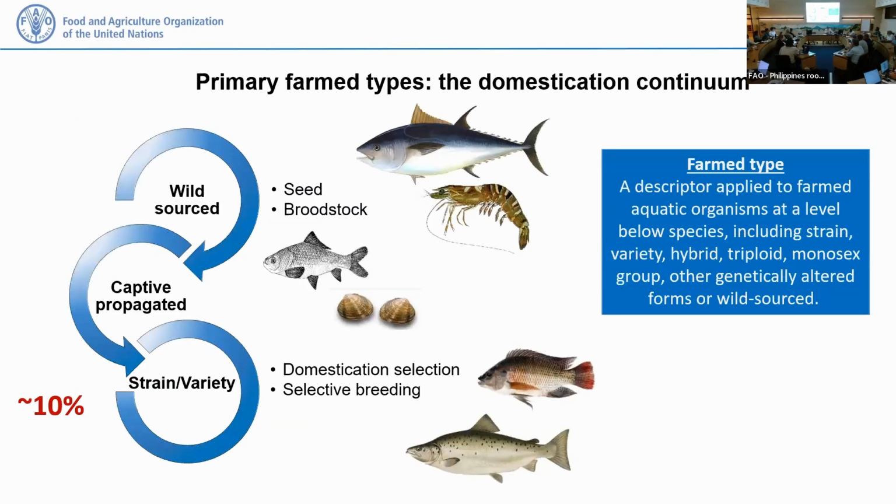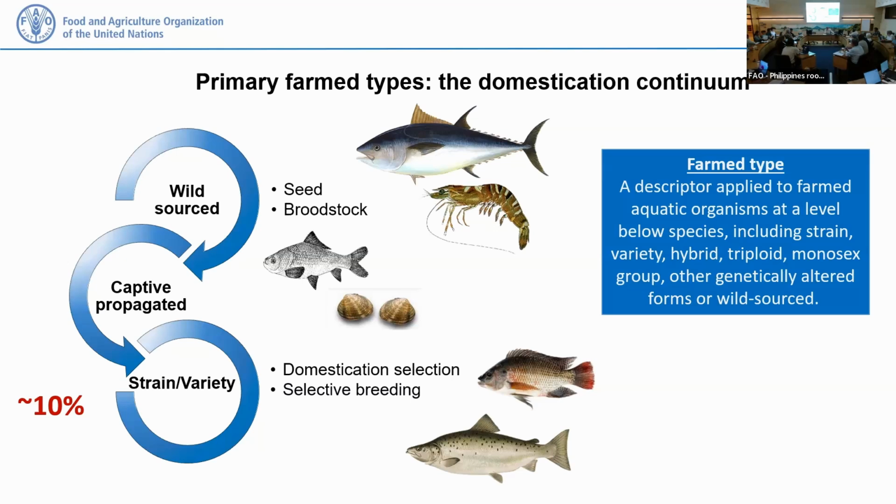So looking at the farm type information, a farmed type is a descriptor that is applied to farmed aquatic organisms at the level below a species. So it includes farm types such as strain, which we apply to animals and microorganisms, varieties, which applies to algae and plants, and then secondary farm types like hybrids, triploids, monosex, even genetically modified, gene-edited, for example.